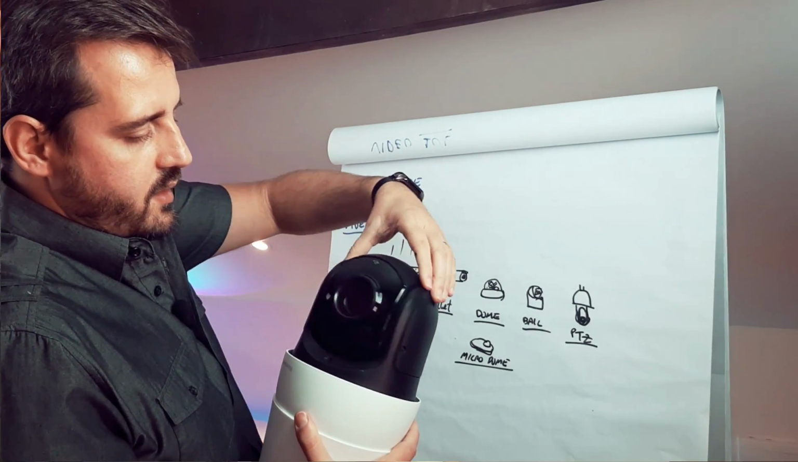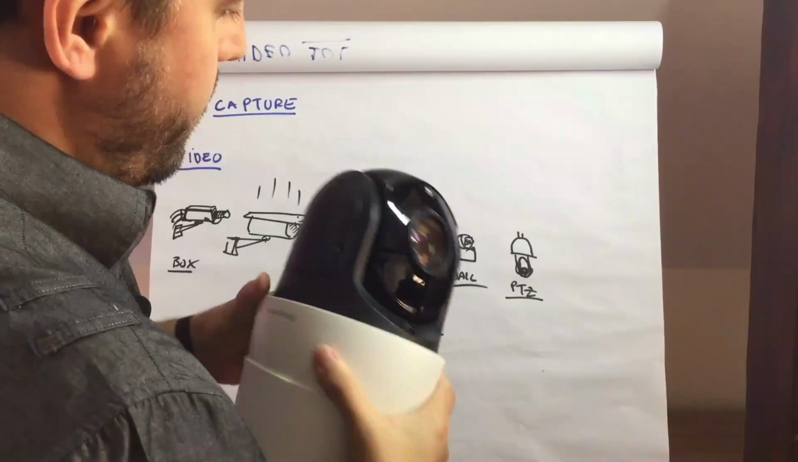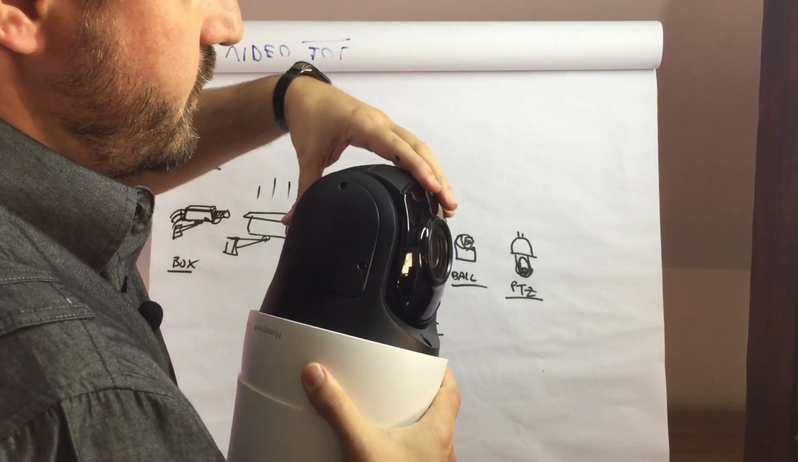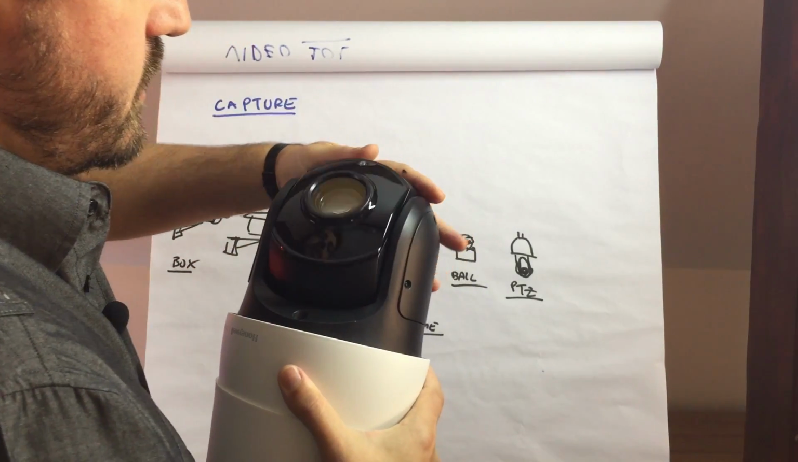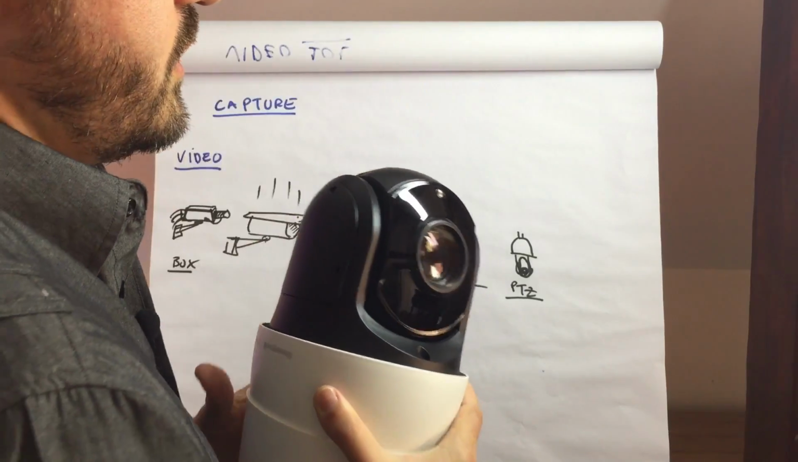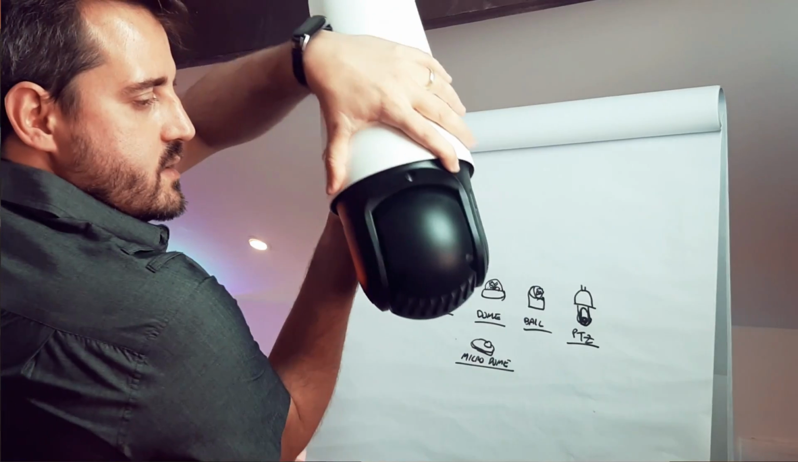Here it's moving in the pan axis. Here it's in the tilt. So it does the tilt, and then the zoom inside will do the zoom in the lens. Normally it's installed like this.